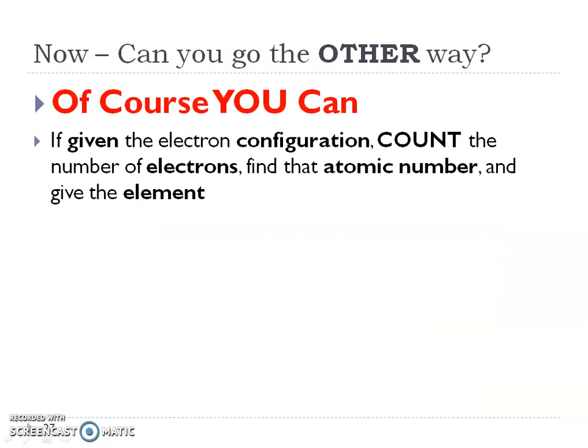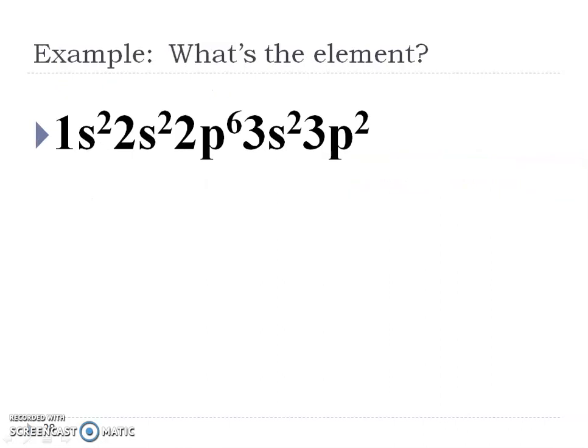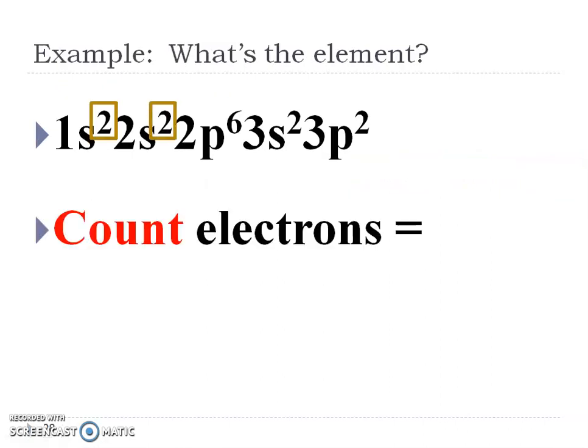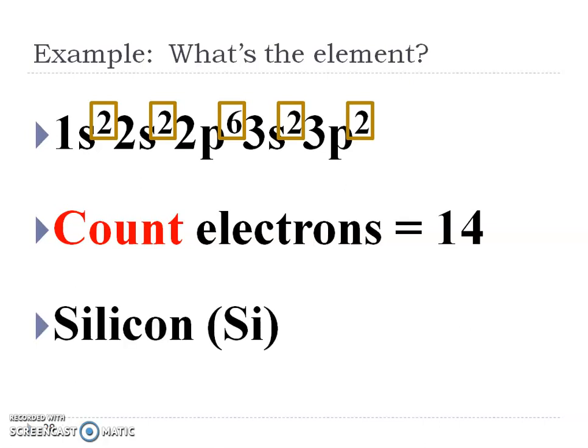So can you go the other way? Of course you can. We've been doing that, right? If I give you the electron configuration, you just count those electrons, find that atomic number, and boom, give the element. So what's the element? Count those electrons. 2 plus 2 plus 6, 10 plus 2, 12 plus 2 is 14 electrons. On your periodic table, the atomic number 14 gives us the element of silicon.